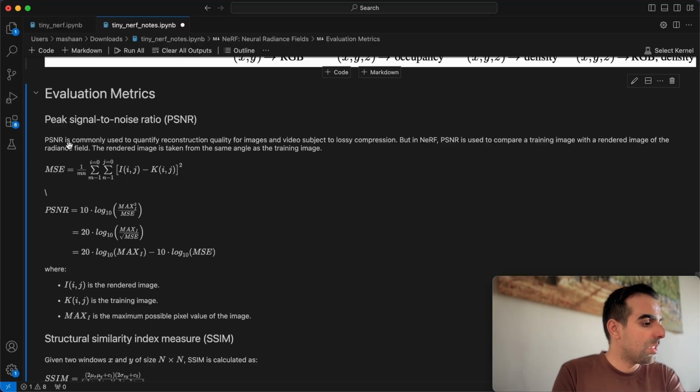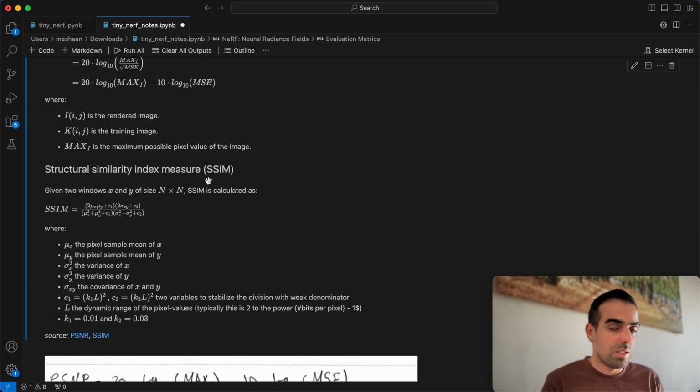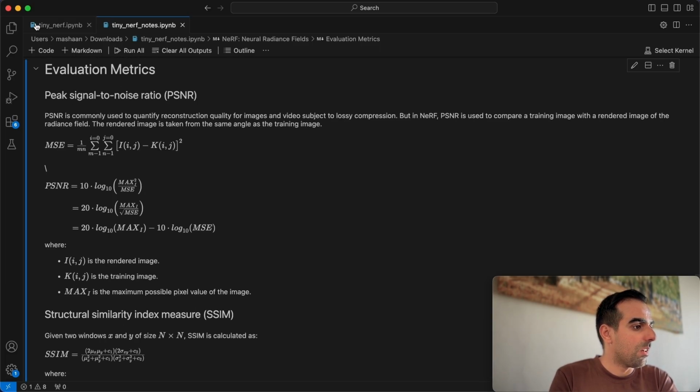So for PSNR, I took this definition from Wikipedia. It measures the mean squared error between an image I and a reconstruction K. It's usually used in compression and reconstruction, and it just uses this formula here, where max I is the maximum value of a pixel. SSIM measures the similarity between patches. So given 2 patches, X and Y, it performs this formula here. But the one they used in Tiny NeRF is the PSNR.